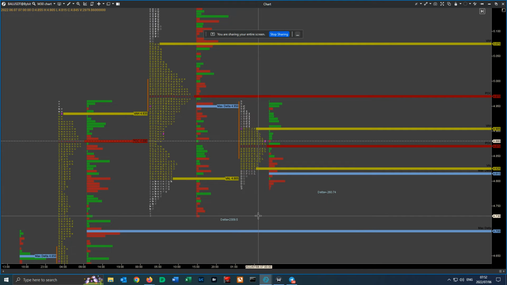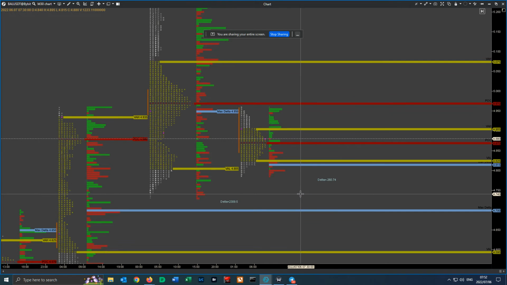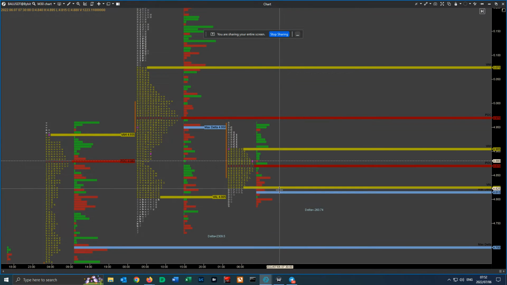So where I'm looking to see price go down to is possibly yesterday's low of $4.73, and hopefully we can actually hold that price and not go into 2 days ago's value area low, because then I think we are going to be going a lot lower. But as you can see here, price at the moment is just above today's POC.